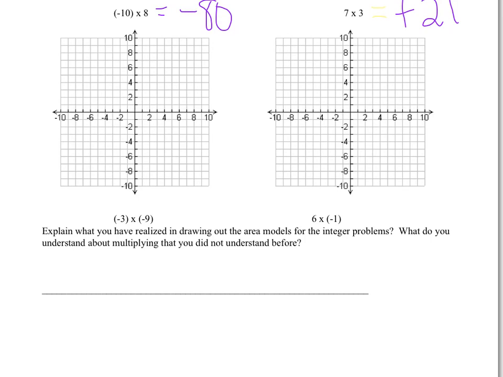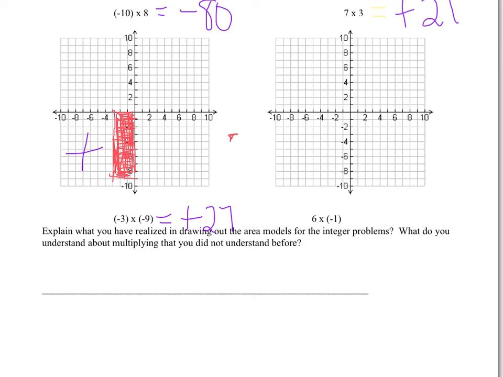On to the last couple. This next one we have negative 3 times negative 9. So I'm going to negative 3. And over here to negative 9. So I'm going to color in red my negative 3 because it's negative. I'm going to color in my negative 9 in red because it's also negative. Now I have red on red, which is going to be a positive solution. So I get a positive 27. So I have 27 squares colored in all together.